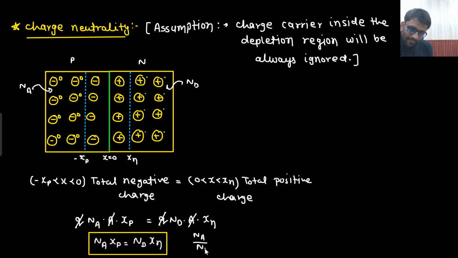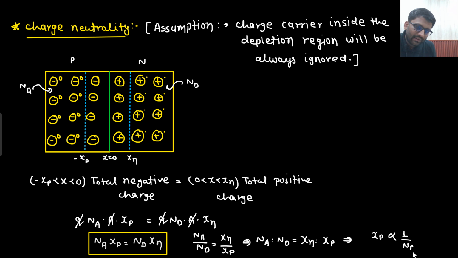So from here, what do you see? Na by Nd is equal to xn by xp. Or I can write Na ratio Nd equals xn ratio xp. So from here directly you can say that my xp is inversely proportional to Na. Can you say in this manner? An inverse relation is there, no? So basically if more doping is there, lesser depletion width would be there. More doping, lesser depletion width. Are you able to understand this?